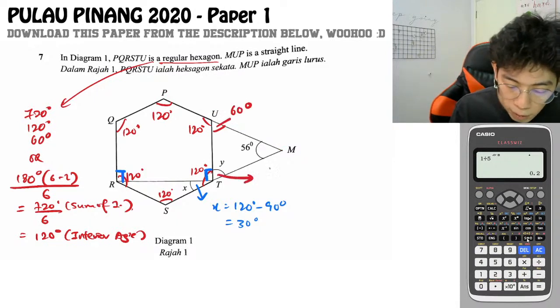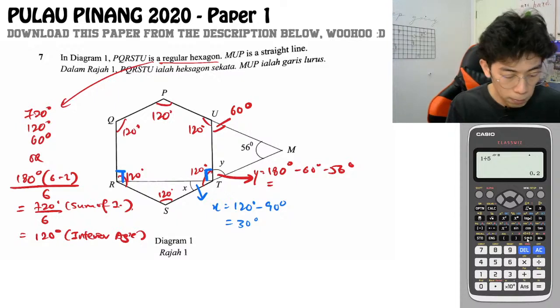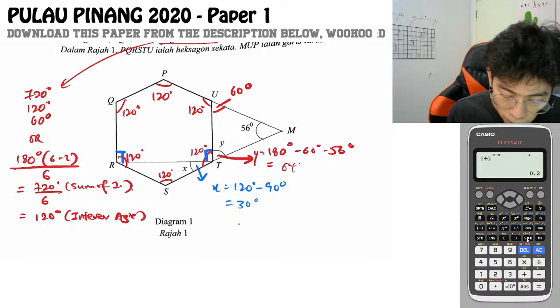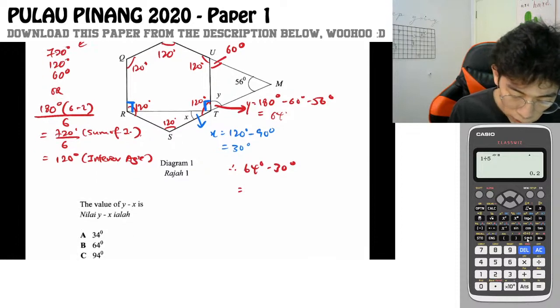Then now you get a y. So y equals 180 minus 60 minus 56. So you're going to get how much for this one? Normal standard lah. 180 minus 60 minus 56, you get 64. Then you subtract. So therefore 64 minus 30, because the question says y minus x. Okay, so the answer is 34.